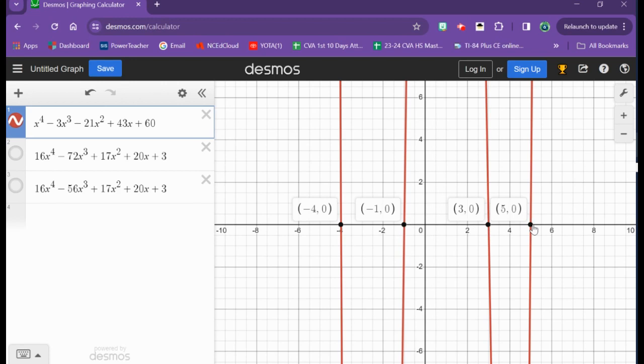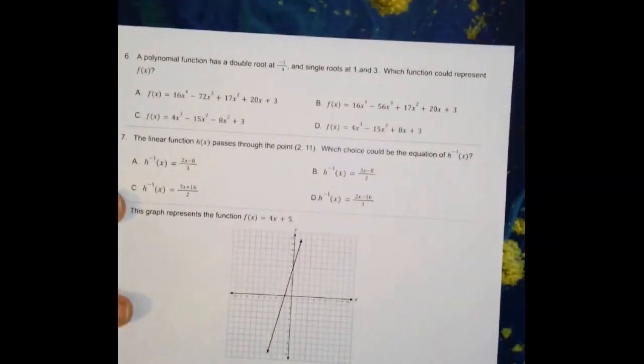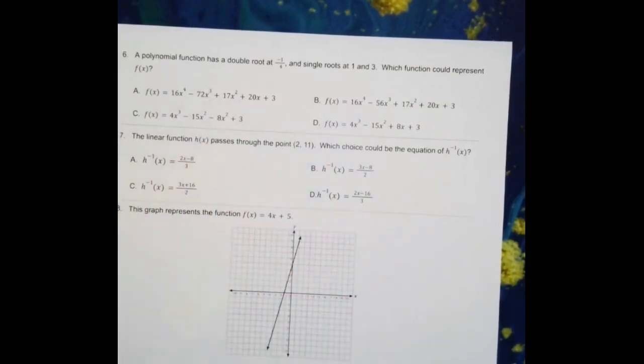Remember, roots, solutions, and x-intercepts are all the same. So our answer is D, 43, and the calculator proved it for us. Looking at number 6, another function with roots.